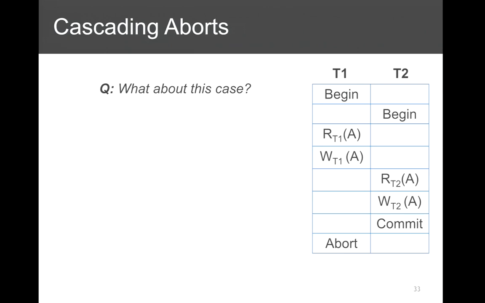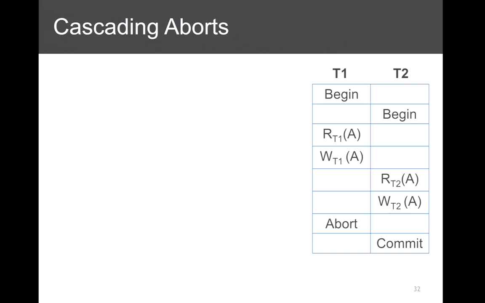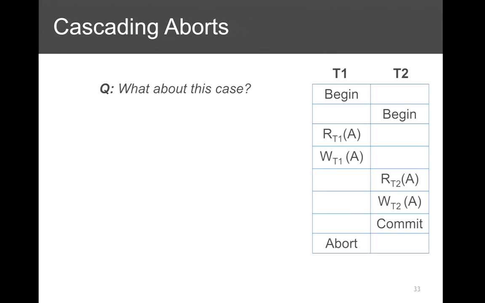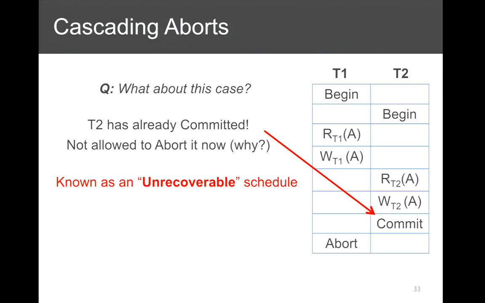Read A, write A, read A, write A, and then this one is allowed to commit first, before this one tells the transaction manager that it wants to abort. Previously, the transaction manager saw that this one is aborting, and it replaced this commit with an abort, and everything was fine because both transactions were undone. But now, this transaction has committed. Commit means your effects are durable, the ACID properties. What can you do? You're out of luck. This is known as an unrecoverable schedule, because the effects of the aborted transactions cannot be undone in entirety.